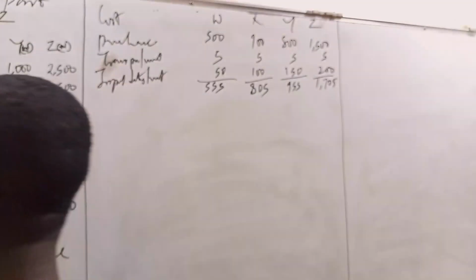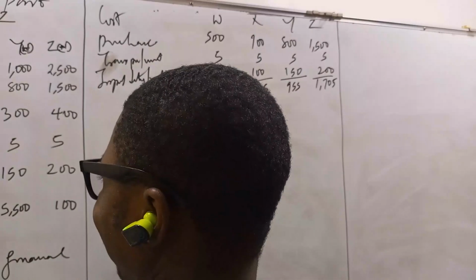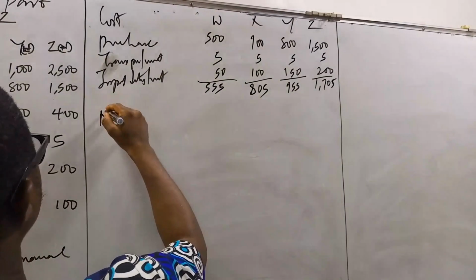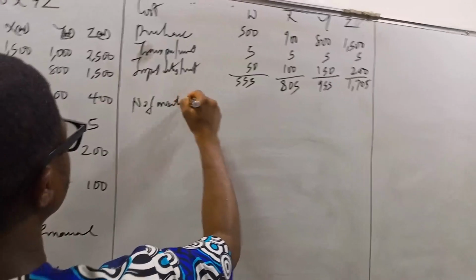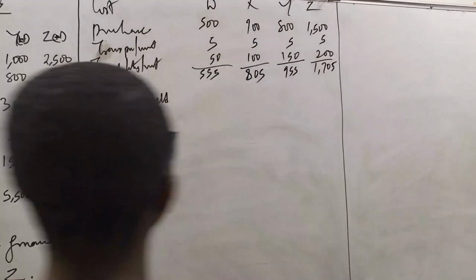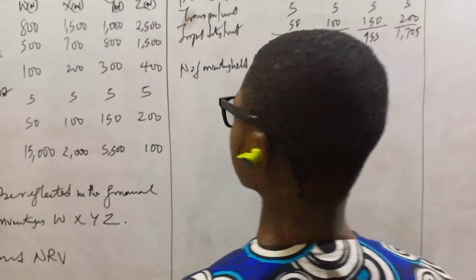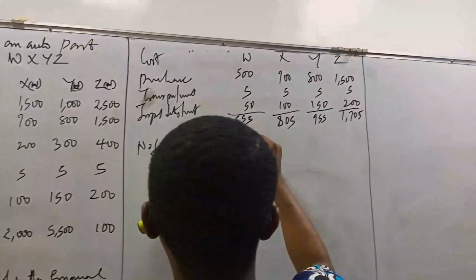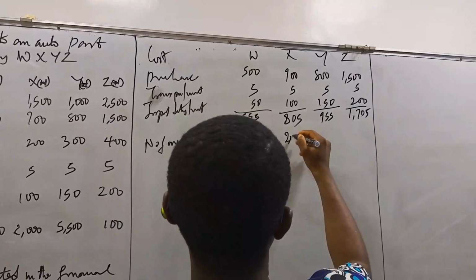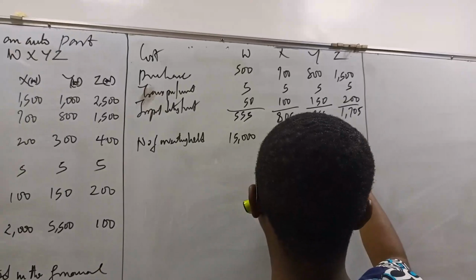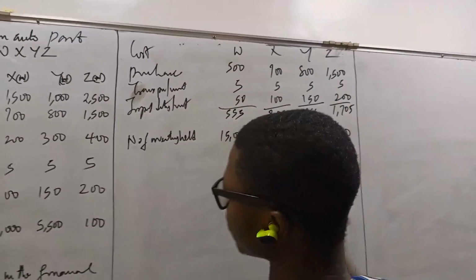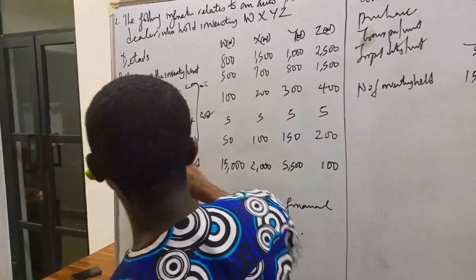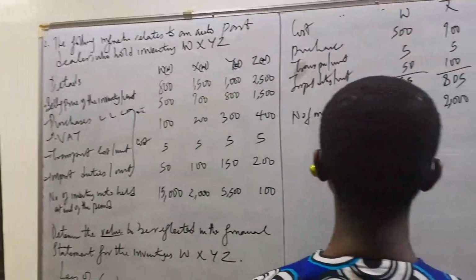And the number of inventory held at the end of the period is 15,000, 2,000, 5,500. And please note that the assumption here is that VAT is not per unit.